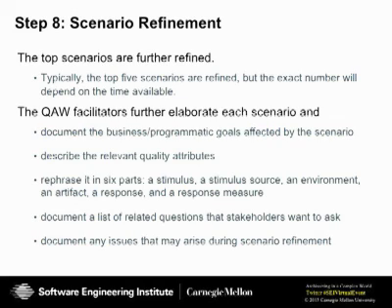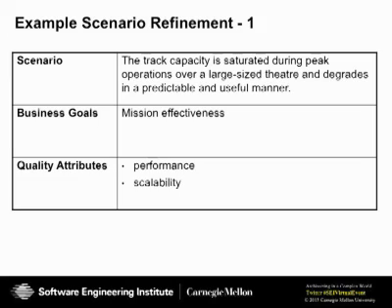But a typical refining a scenario, quality attribute scenarios have 6 parts. And I can only put so much on a slide, so you're going to see these 6 parts spread across the next 4 slides. But actually it works out well this way because it kind of shows how we refine the scenarios step by step.